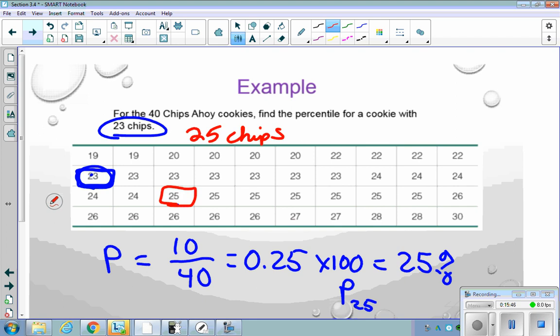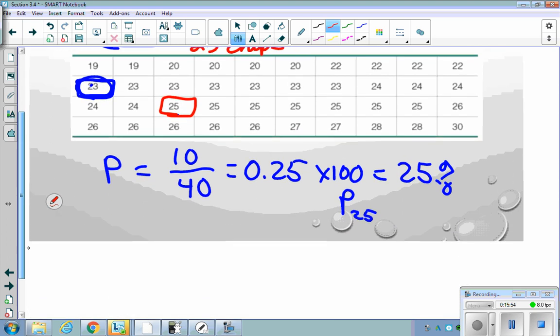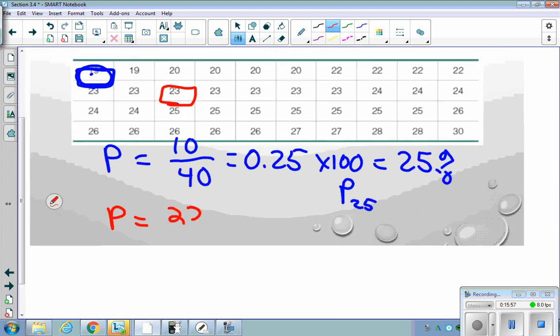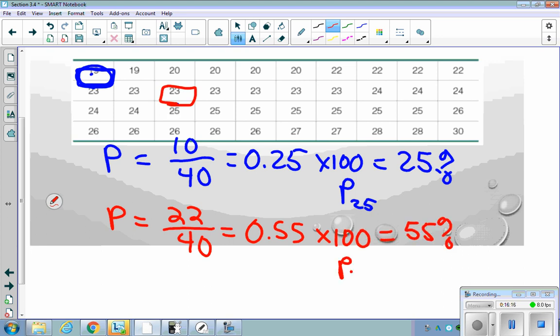So do we agree this first whole row is 10? Second whole row is 20, 21, 22. So my percentile would be 22 divided by 40. So I times that by 100 because that's my decimal, right? So I would write that it's at the 55th percentile. Is the location of the number in order.